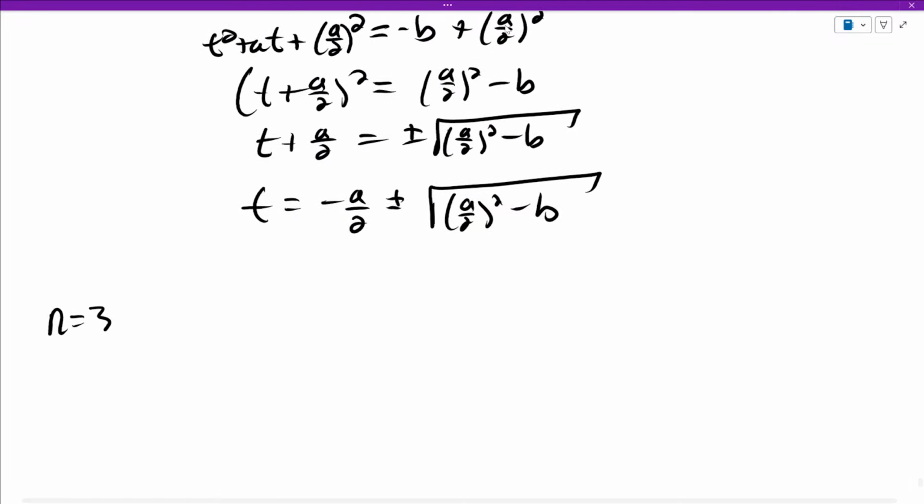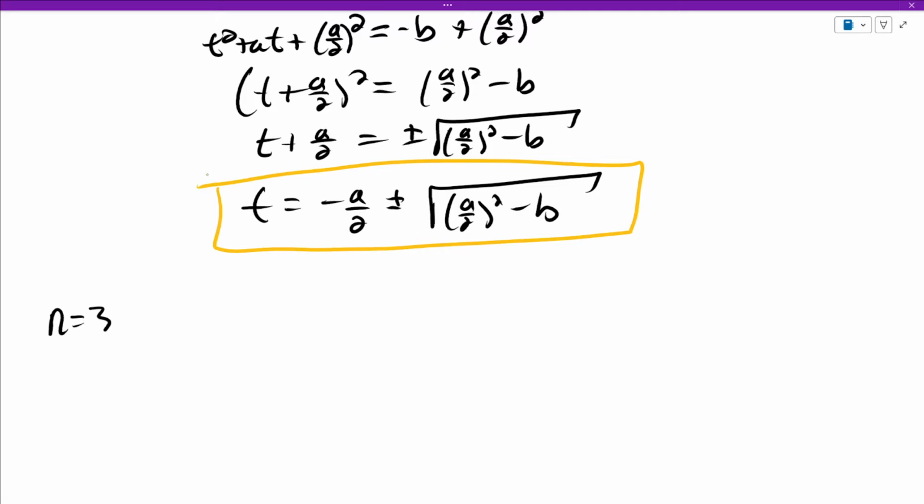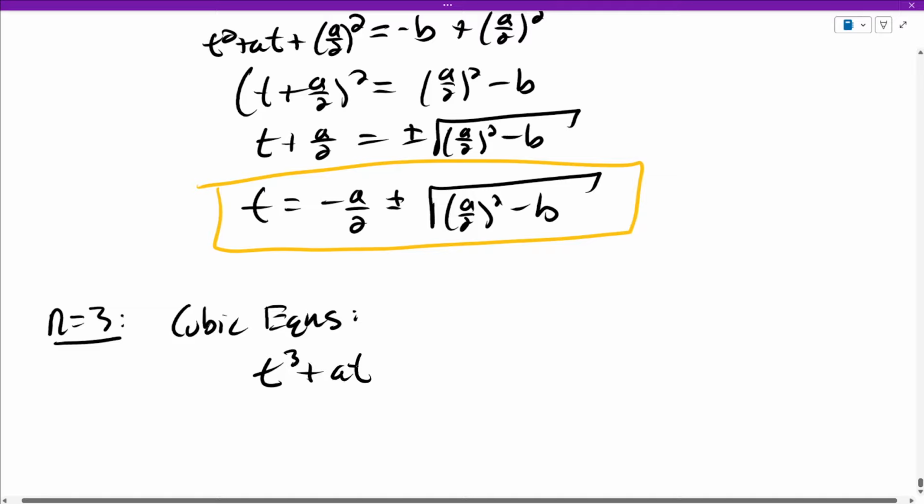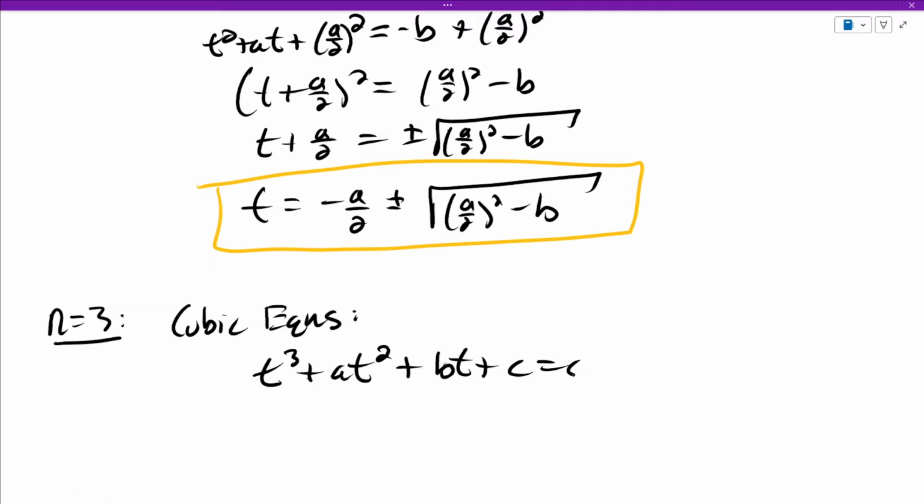All right, when we're degree 3, these are cubic equations. And general cubic equations, of course, they have a leading coefficient, but without loss of generality, the leading coefficient is 1. So we can always make it look like t cubed plus at squared plus bt plus c is 0. And we'll solve the cubic equation in the next video. It's a little bit long.